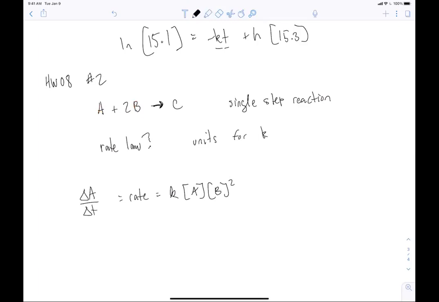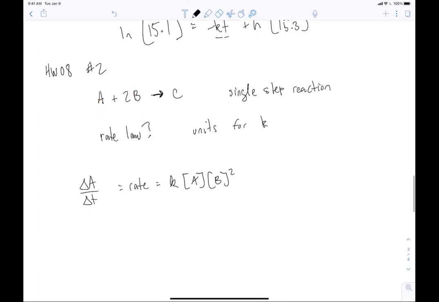Describes the change in A with respect to time. That's usually how we write it. So whatever has the stoichiometry of 1 over here, we set that for the rate. If we're talking about B though, the change in concentration of B with respect to time is not going to be equal. These things are not perfectly equal.